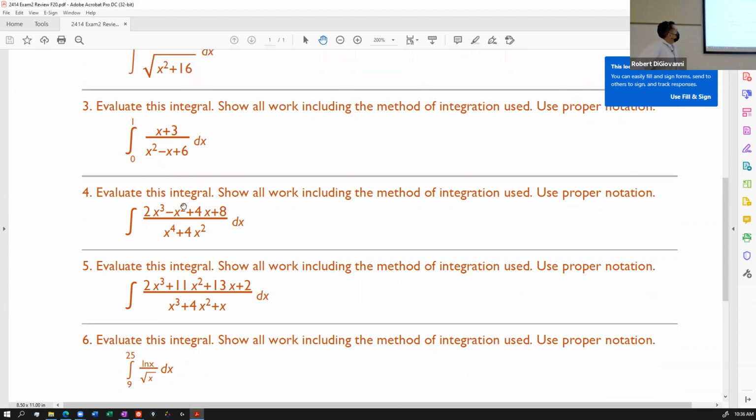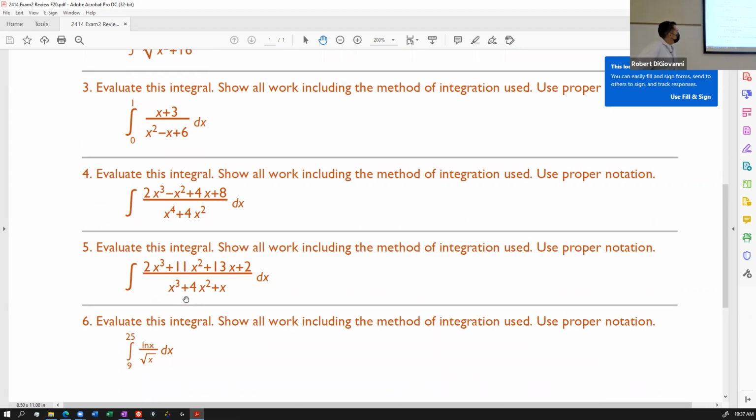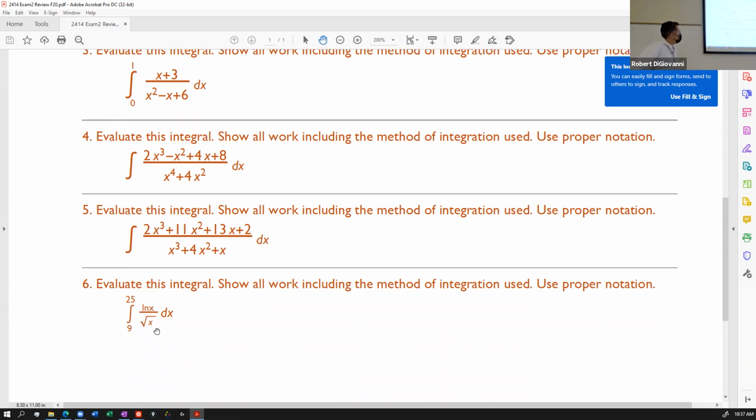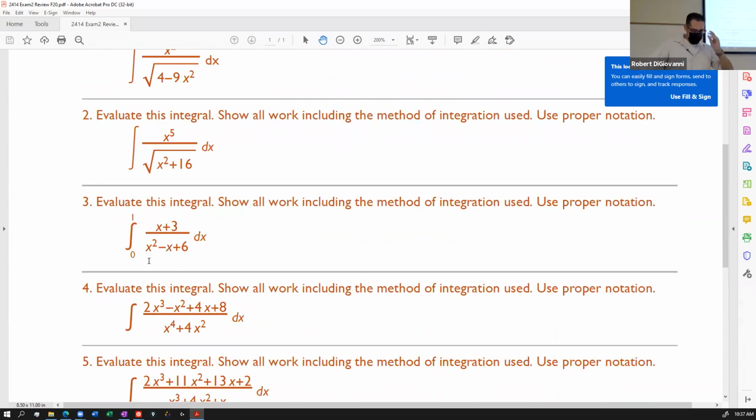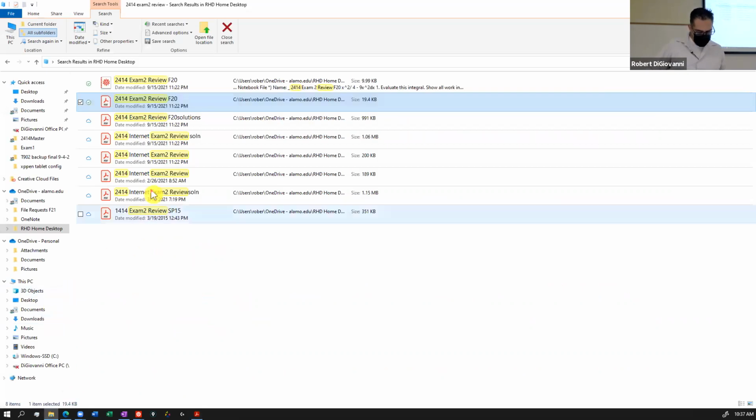And for number 5, you have to do long division first. Yeah. And then you go and do the rest. This last, hey, wait a minute. That's the problem I just gave you, no? With different limits of integration. That's a 6 question review? Are you kidding me? Okay, let me see if I have another one.